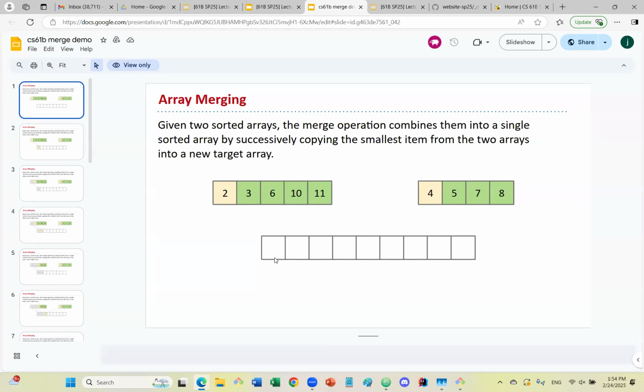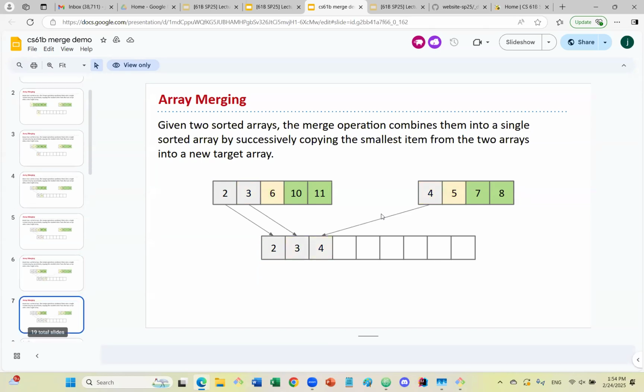Yeah, you just compare 2 and 4. Those are the only two things that could possibly be the smallest item. So we'll move the 2 in. And I'm going to move the pointer over here to show that 2 has already been done. What's the next smallest item? 3. So we move the 3 in. Next, 4. What's next? 5. 6. 7. 8. 10. 11.